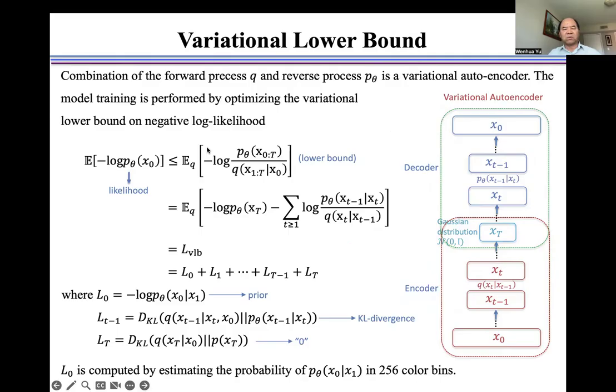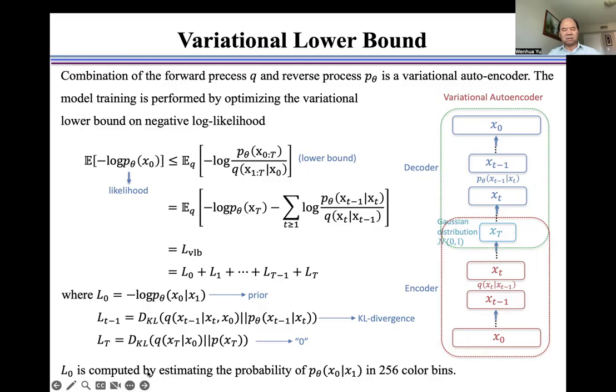The combination of the forward process Q and the reverse process P theta is a variational autoencoder, as shown here. The model training is performed by optimizing the variational lower bound on the negative log likelihood. This is the likelihood and this is the lower bound, where L0 is prior, LT minus 1 and LT are KL divergences.